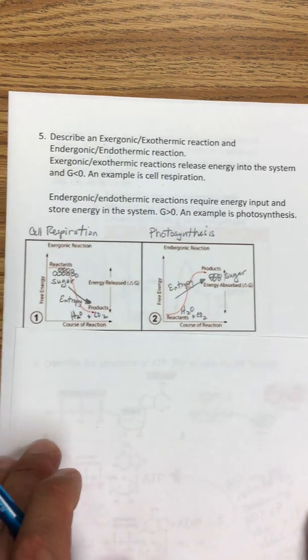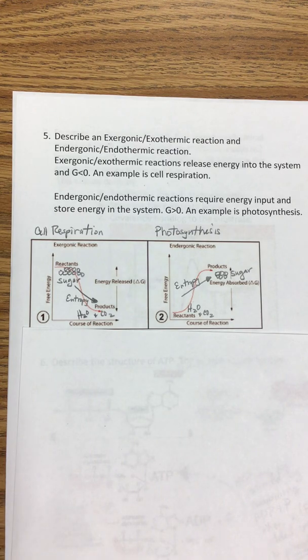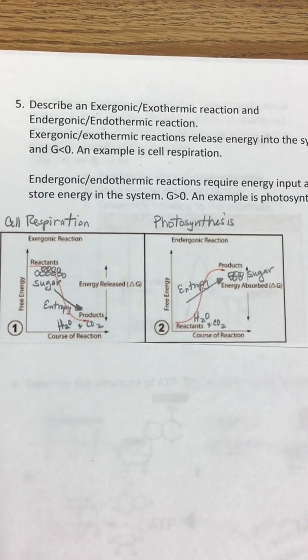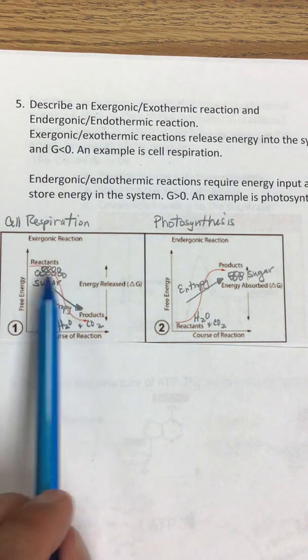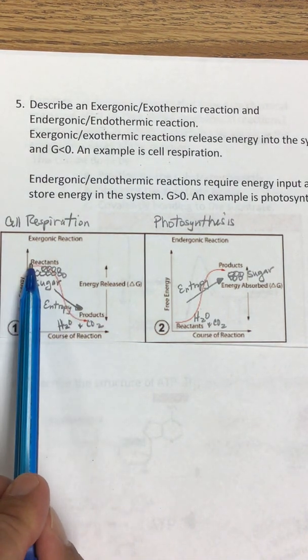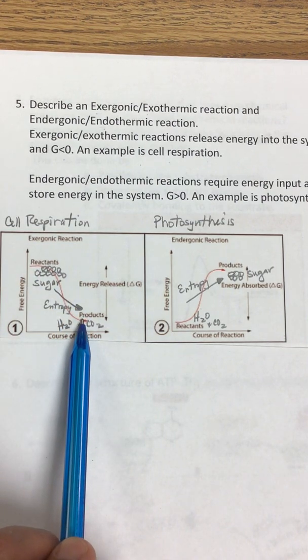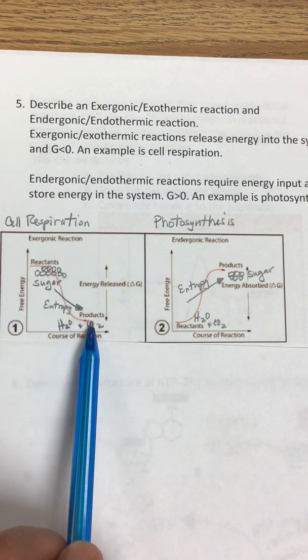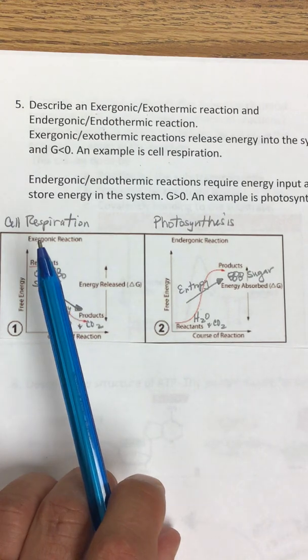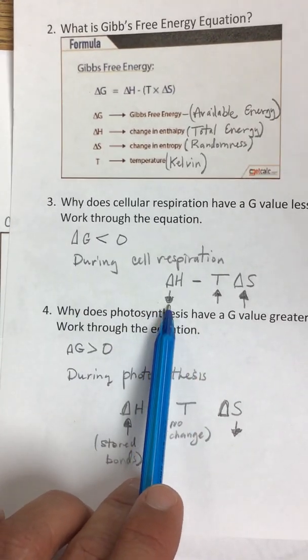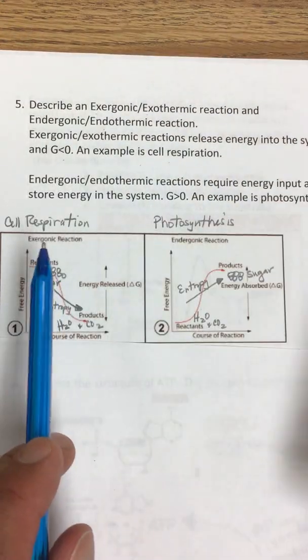So here is the graphical representation of what I covered on the last page, and this is kind of what I want you to see. Let's take the energy first. Here is the energy of the reactants, and here's the energy of the products. Well, what's happened to that total energy? The total energy has decreased. Okay? So remember on the previous page, that's going to be our delta H. Delta H has decreased during cellular respiration.